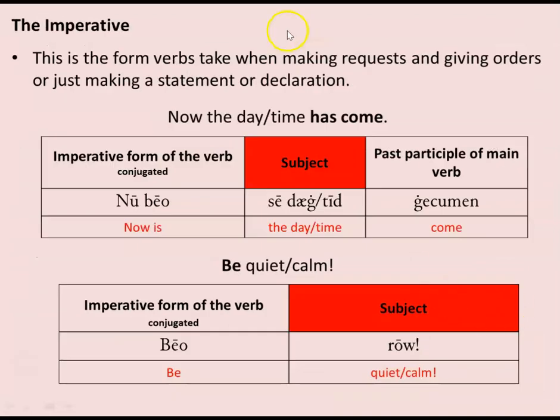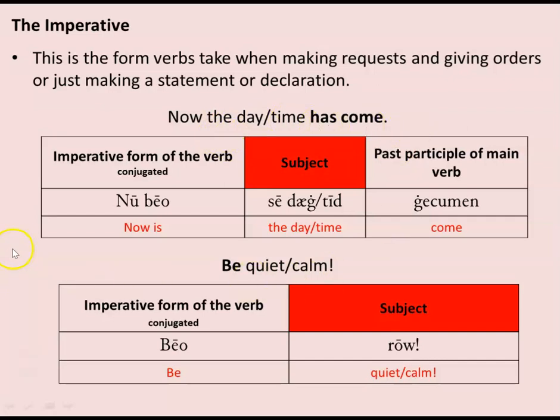All right, the imperative. This is the form verbs take when making requests and giving orders or just making a statement or declaration. Okay, now the day has come. Now the time has come. Nu bear sedai yakumen. Okay, now is the day come. Or nu bear tid yakumen. Now the time has come.